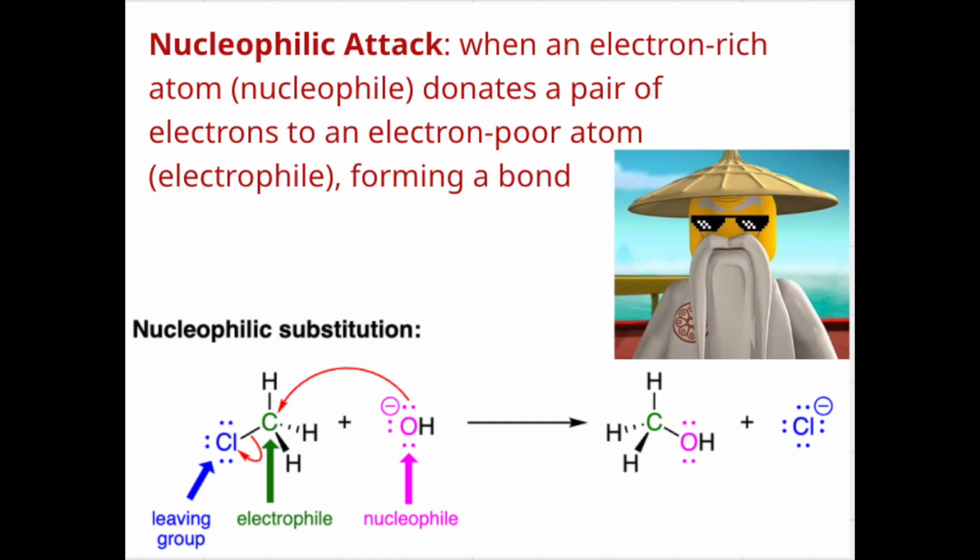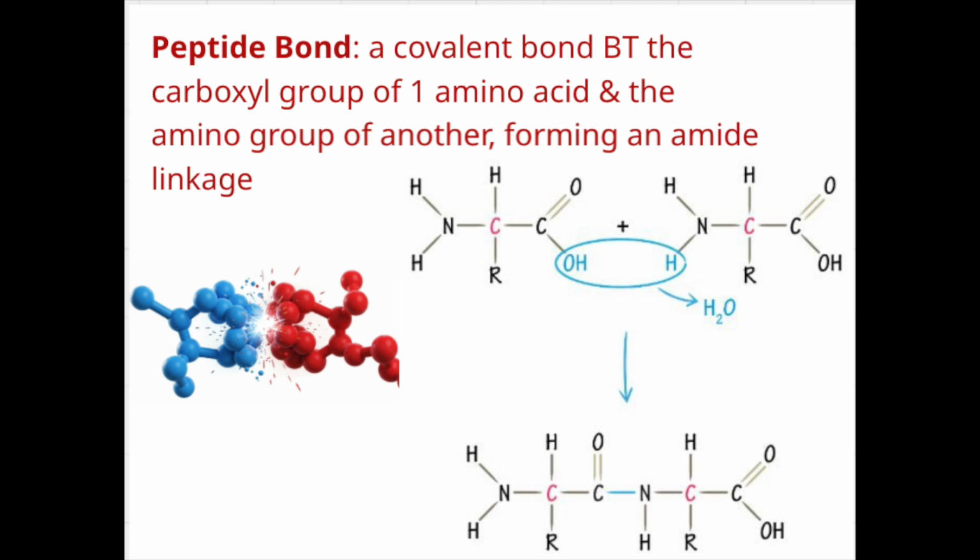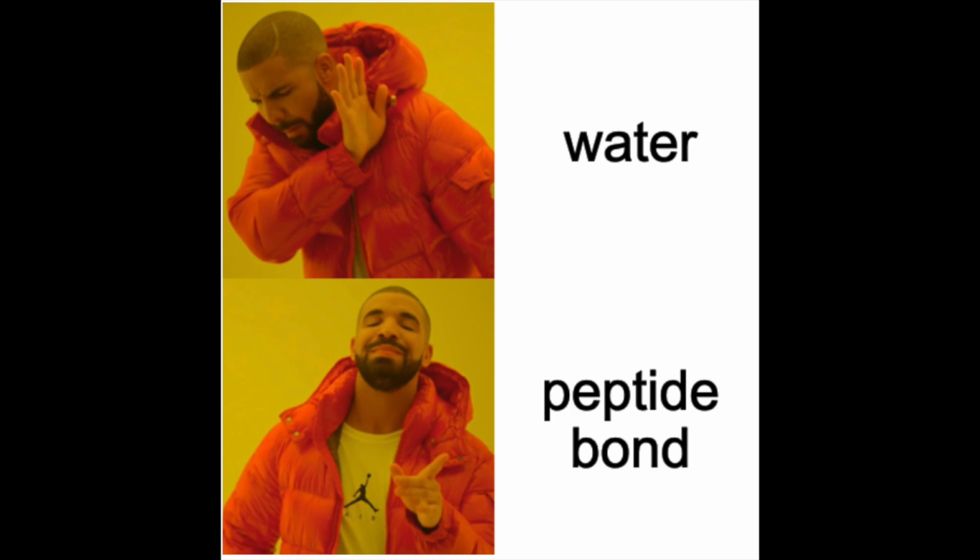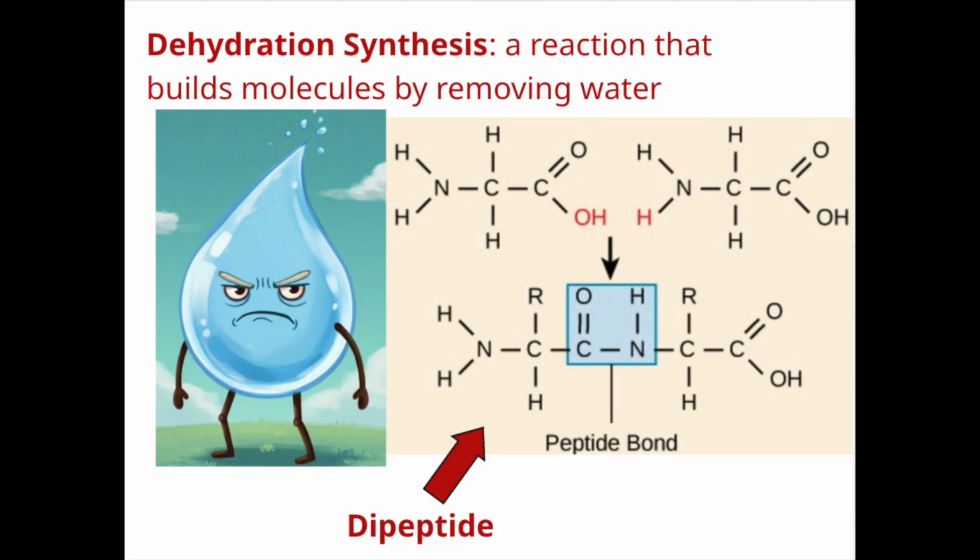of another. A peptide bond is just a covalent bond between the carboxyl group of one amino acid and the amino group of another, forming an amide linkage. You lose water in the process. That's dehydration synthesis. Congrats, you've made a dipeptide.